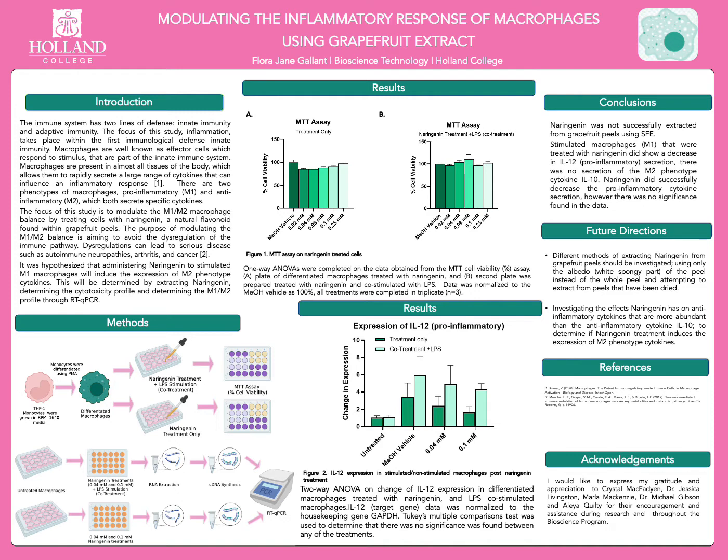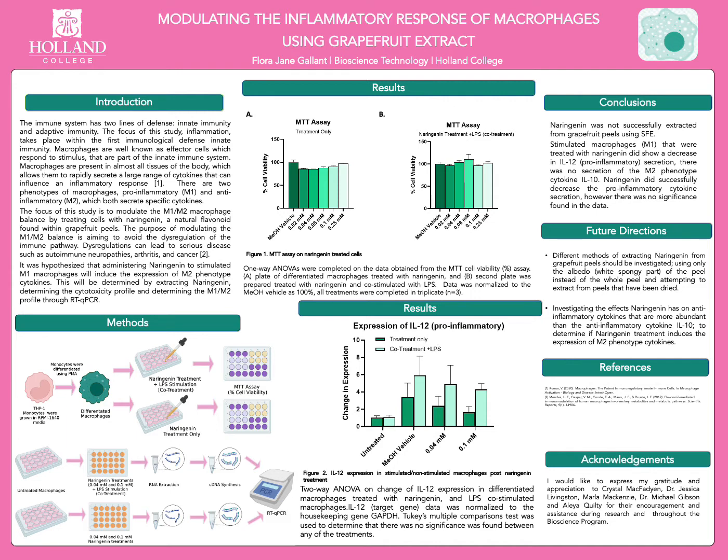I then treated the macrophages using 5 different concentrations, all completed in triplicate, with one group only receiving naringenin treatment and the other group receiving naringenin treatment with a co-stimulation with LPS. The percent cell viability was then determined. After determining the cytotoxicity profile, I then treated the macrophages with a high and low dose of naringenin, again on the treatment-only group and the co-stimulated LPS group.